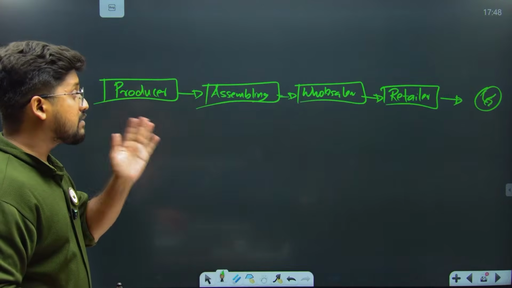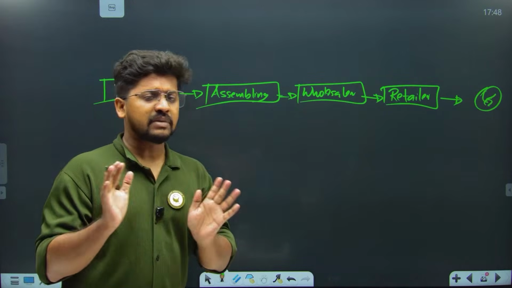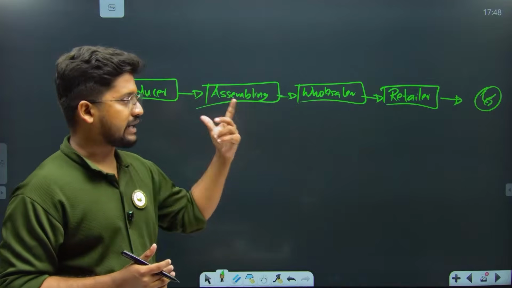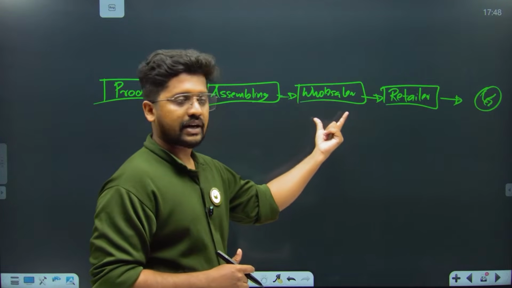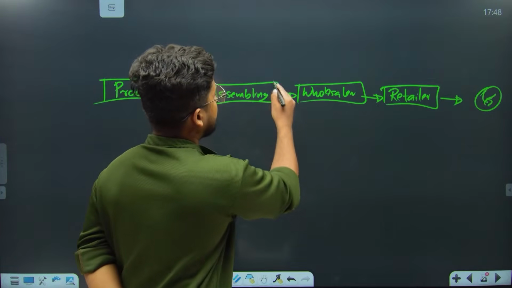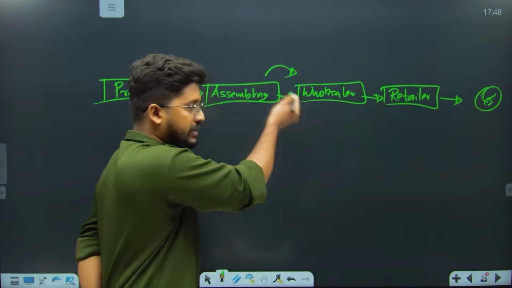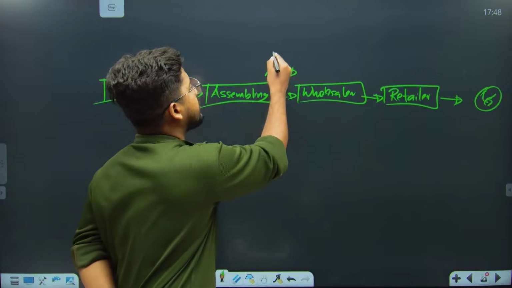So what is a market margin? If we are checking a particular intermediary, for example, a wholesaler, this wholesaler will be buying from the local trader for maybe 50 rupees.